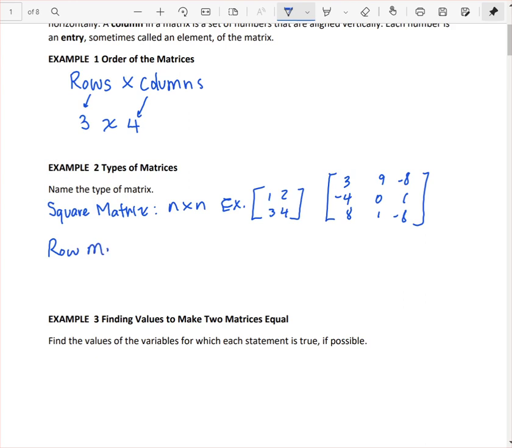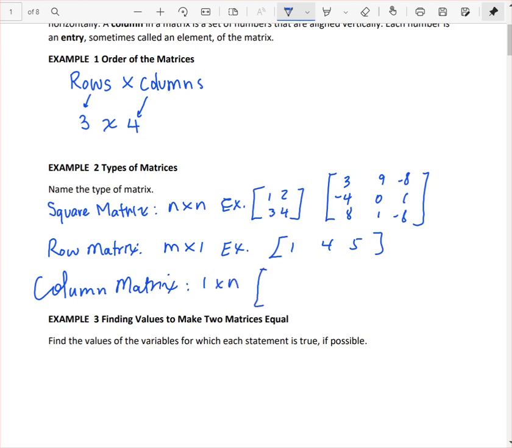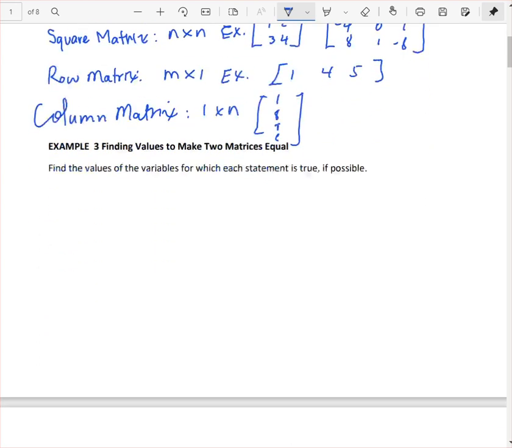A row matrix is just one row. It just has one row and it can have as many columns as you need it. A column matrix has only one column, and as many numbers as you want, as many rows.